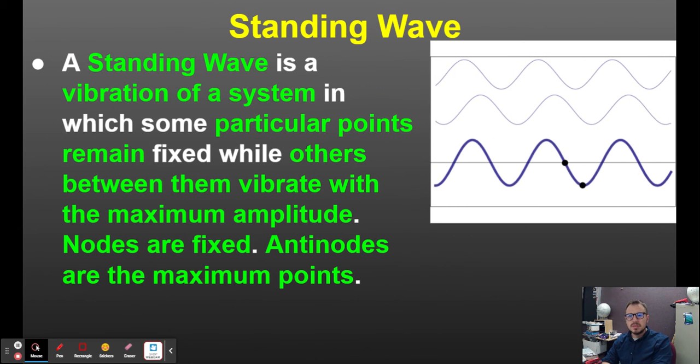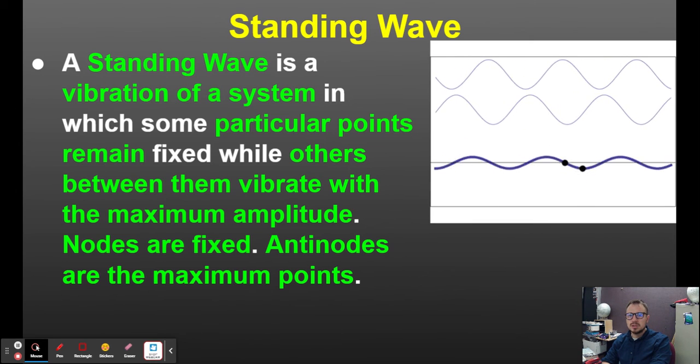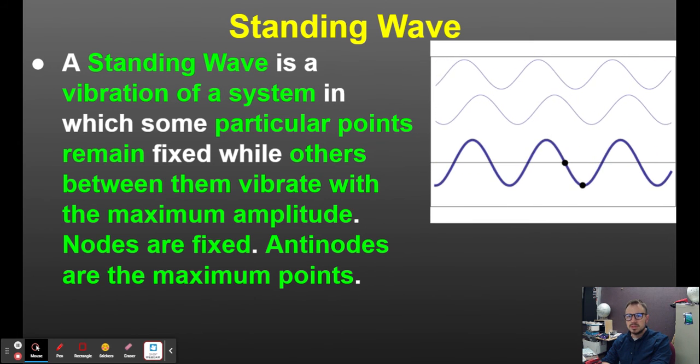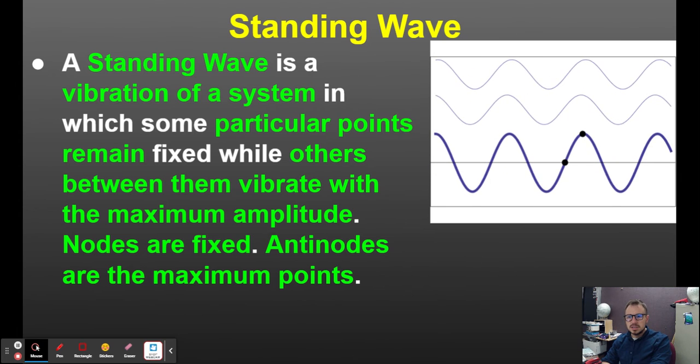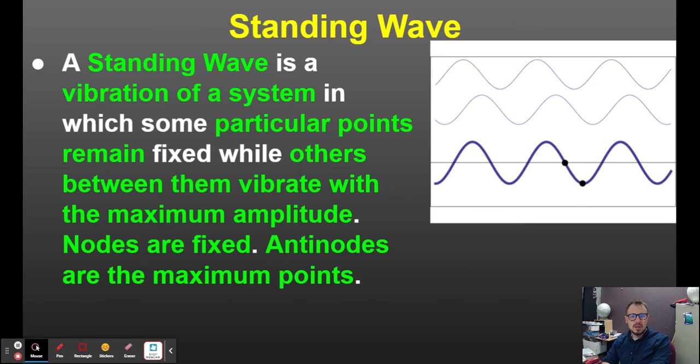Now, a standing wave is a vibration of a system in which some particular points remain fixed while others between them vibrate with a maximum amplitude. Nodes are fixed, antinodes are the maximum points. You can see here we have nodes and antinodes on a standing wave.